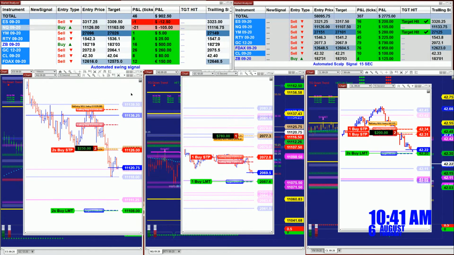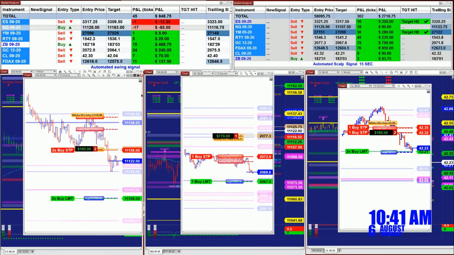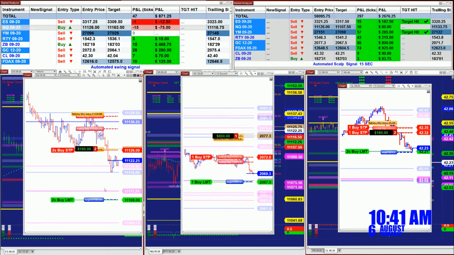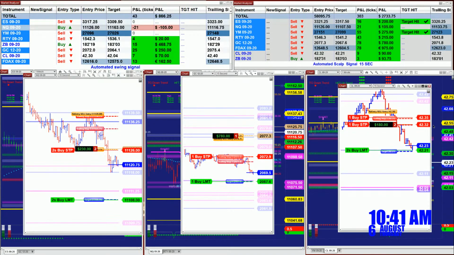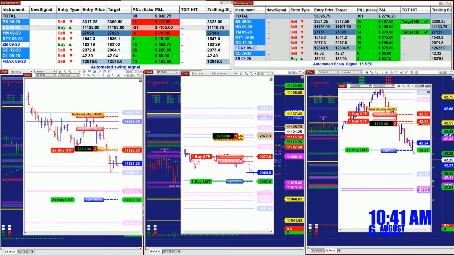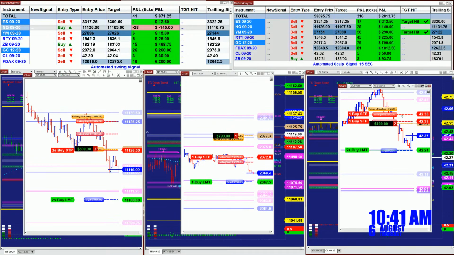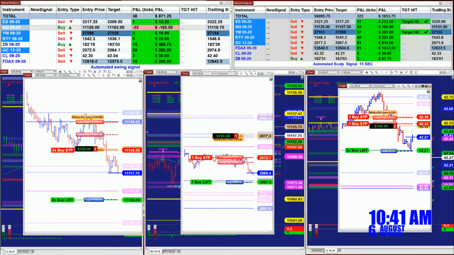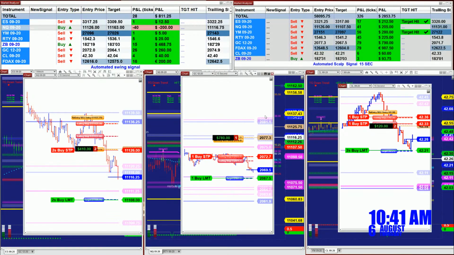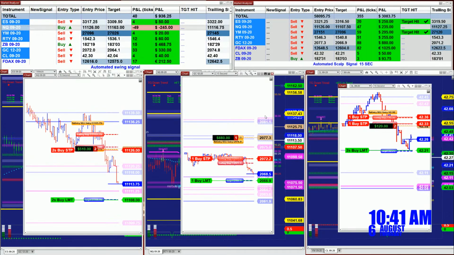If we break those double support area, we are for another $1,000 run on the Nasdaq. On the CL, as you see, look at this. We missed by one tick on the CL. Immediately break even. And this is another $1,000 on the gold, and another $1,000 trade on the Nasdaq.